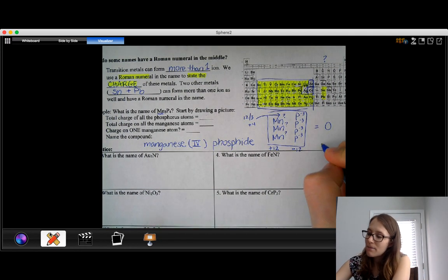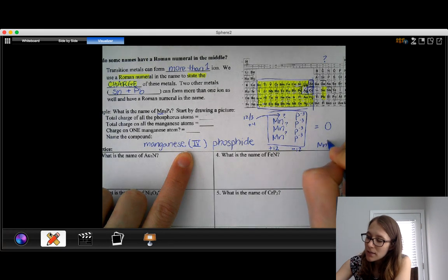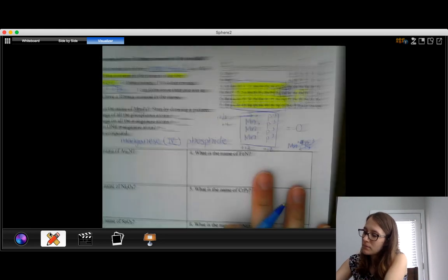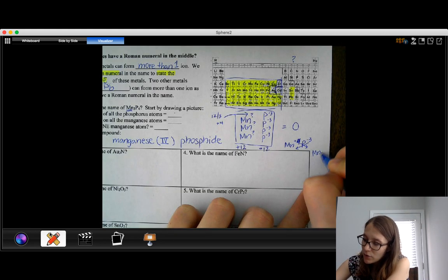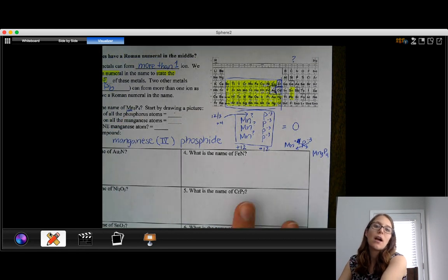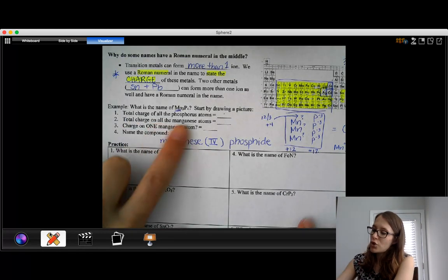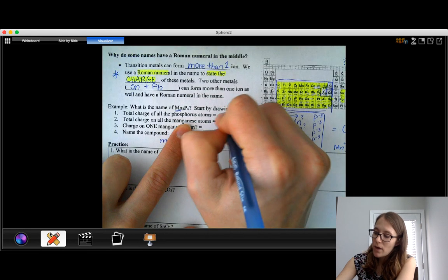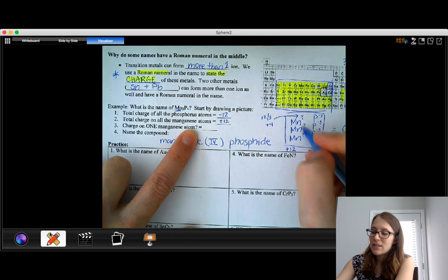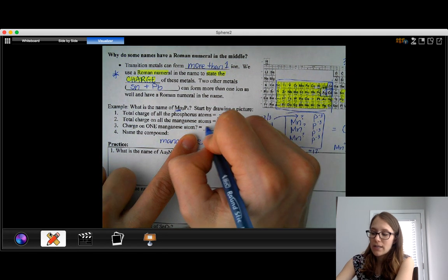And I could double check that. If I know manganese is a +4, and phosphorus is a -3, those are not a perfect match. That would be a crisscross. And my formula then would be Mn3P4. And if I check what we started with, that's the same formula. So that tells me that I did this correctly. Okay. So we looked at the total charge of all the phosphorus. We said that was -12. That means that all the manganeses needed to be +12. And since there were 3 of them, we did 12 divided by 3 to get +4.